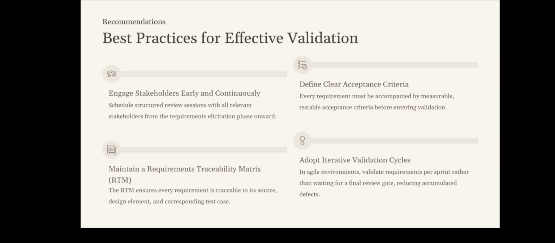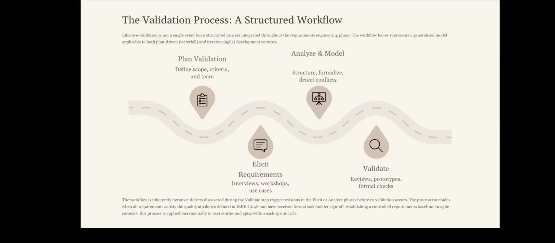Best practices for effective validation. To improve validation, some best practices should be followed. Stakeholders should be involved early and continuously. Clear and measurable acceptance criteria must be defined. Maintaining a requirement traceability matrix helps track requirements throughout the project. Also, validation should be done iteratively rather than waiting until the end.